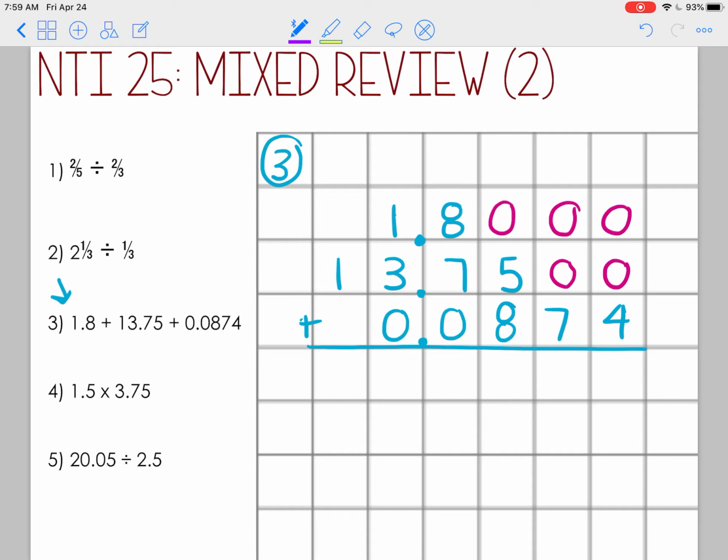So we have 0 plus 0 plus 4 leaves us with a 4. 0 plus 0 plus 7 leaves us with a 7. 0 plus 5 plus 8 is 13. I've got to carry my 1. Don't forget about that. And now I have 1 plus 8 plus 7, and that gives us 16. Carry my 1. As I'm going there, I see my decimal point, so I need to drop it straight down.